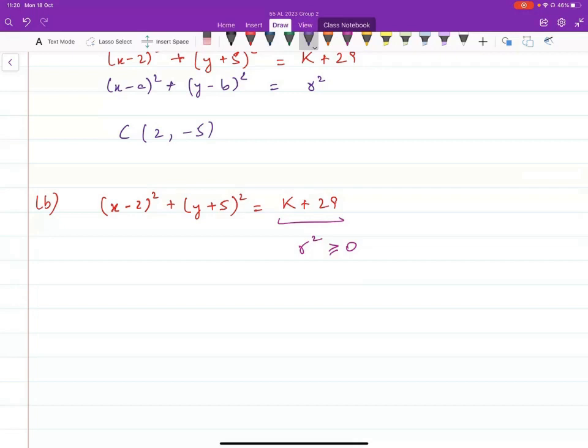Amelia wrote in the chat, radius can't be 0, and I think that's correct. Radius can't be 0, right? So a square can be 0, but the other condition here is that r represents the radius. If the radius is 0, that means the circle does not even exist, right? So it has to be greater than 0 for that reason. If it was only a square, then the square can also be 0, so in that case you write greater than or equal to. But here, because it's a radius, a radius has to be greater than 0. That means the square of the radius is also going to be greater than 0. So that means k plus 29 should be greater than 0, and that gives us k greater than minus 29.